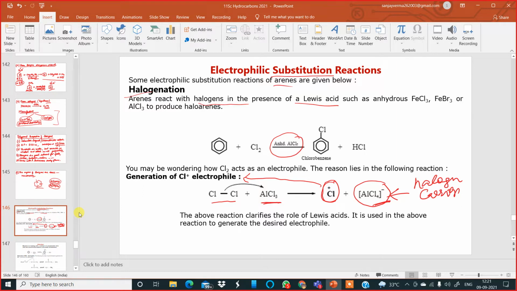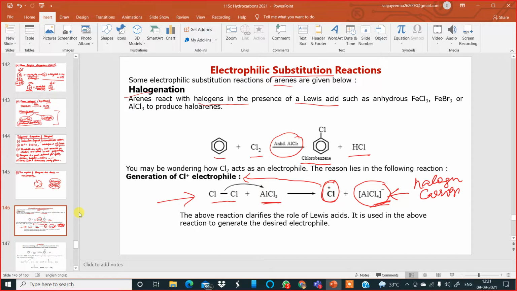Look at the equation: benzene plus Cl2 in the presence of Lewis acid, aluminum chloride. We get to see the formation of chlorobenzene. Now try to understand this mechanism. Immediately chlorine will not react with benzene directly. First, this chlorine has to react with aluminum chloride, which is the Lewis acid, to produce a halogen carrier and liberate the electrophile, that is Cl plus. And after that, this Cl plus is going to kick out the hydrogen which is present on one of the carbon atoms and take its place and form chlorobenzene.